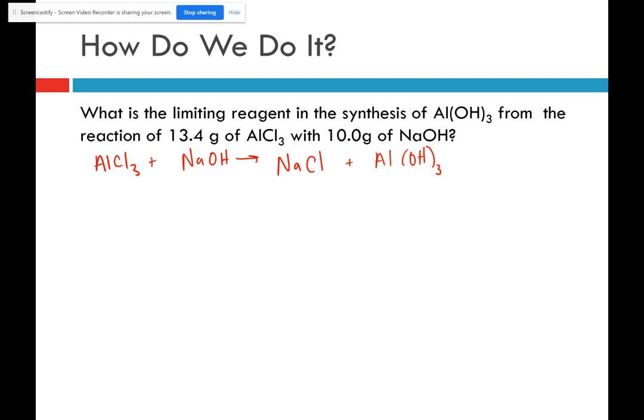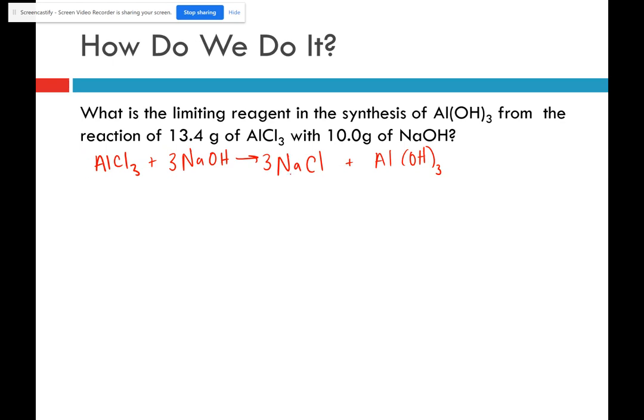To balance this, we'll look at metals. We have 1 aluminum and 1 aluminum. We have 1 sodium and 1 sodium, so our metals are balanced. We have 3 chlorine, our nonmetal. We only have 1 over here, so we need to make this a 3. And we have 3 hydroxide and only 1 over here, so this needs to be a 3. And we've also now changed our sodiums to 3 and 3. So we're now balanced with 1, 3, 3, 1, right?